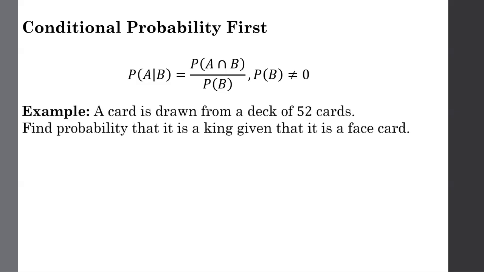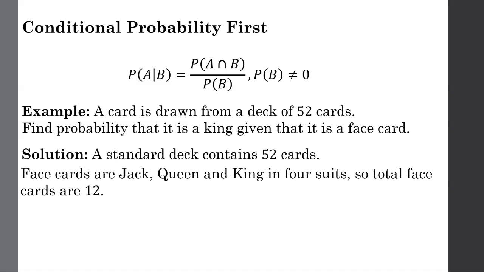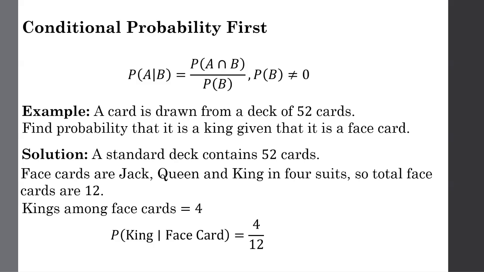Let's consider an example. A card is drawn from a deck of 52 cards. Find the probability that it's a king given that it is a face card. A standard deck contains 52 cards. Face cards are jack, queen and king in 4 suits, so the total face cards are 12. Among these, kings are 4. Since the condition says the face card is already selected, the sample space becomes 12. So the probability equals 4 divided by 12, which is 1/3.